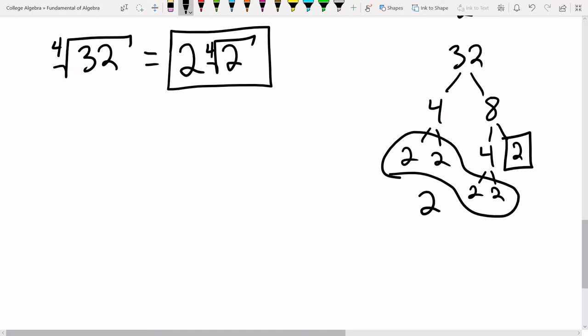You could also say it this way. This is the other method. 32 does have a fourth power in it, namely 16. 16 is 2 to the fourth power.